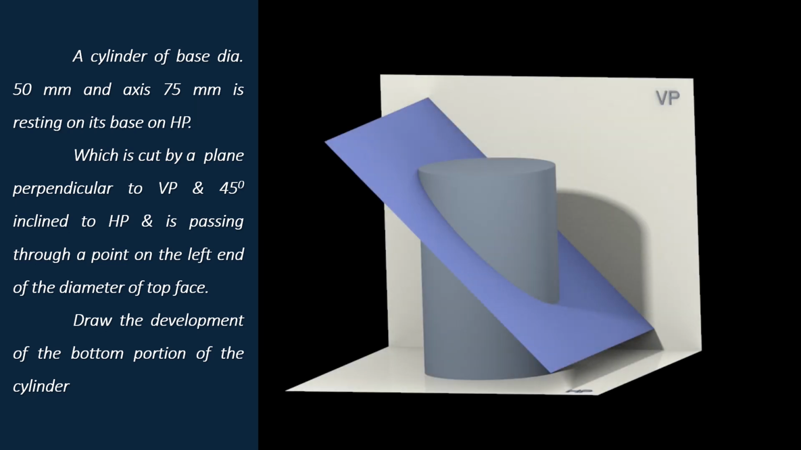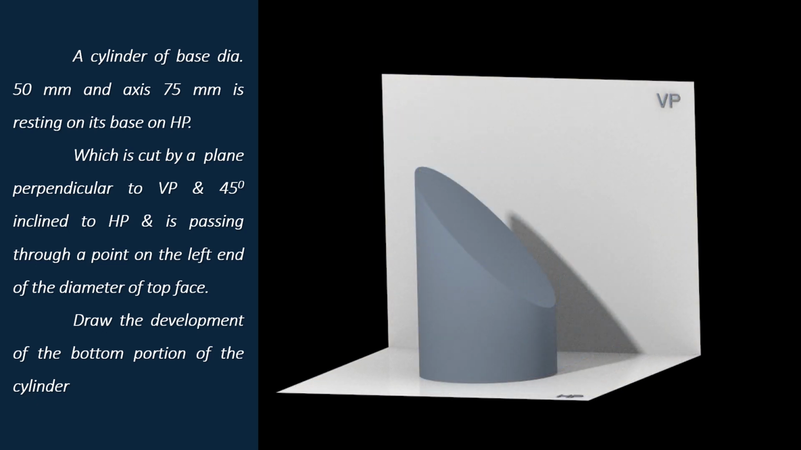We can see that base is resting on HP, the section plane which is 45-degree inclined to HP, and is passing through the left end of the top face. We need to develop the remaining bottom portion of the cylinder. Let's start with the orthographic projection of the solid.